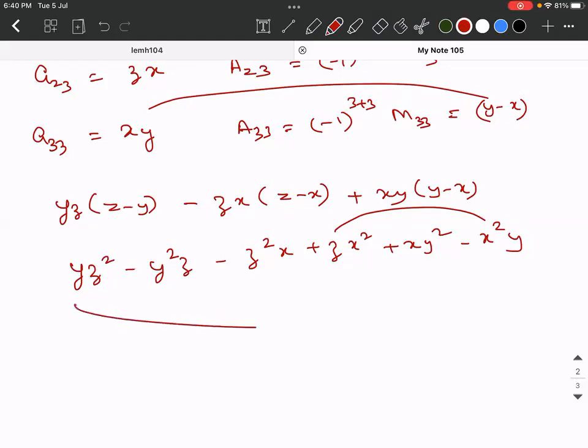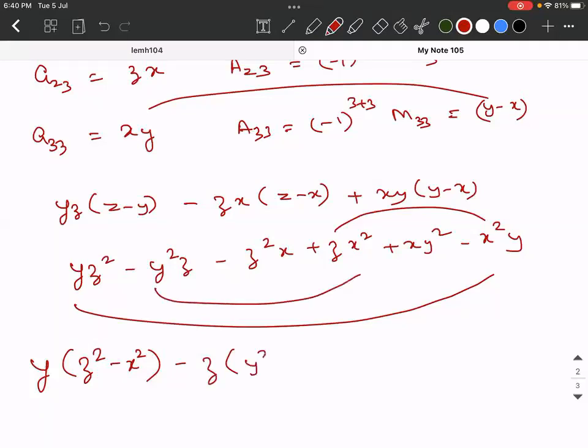Okay, I'm taking y into z square minus x square, minus z into y square minus x square, plus x into y square minus z square. I don't think we can simplify it beyond this. Did they?